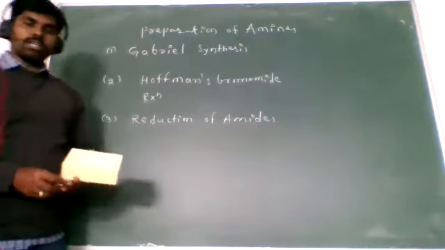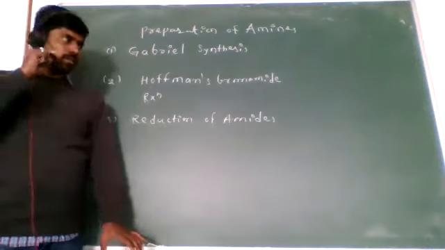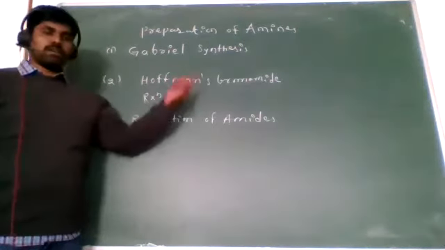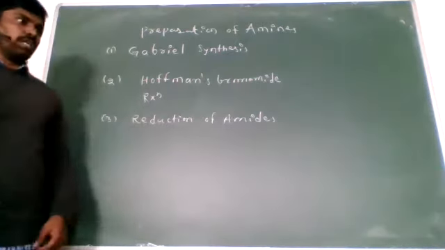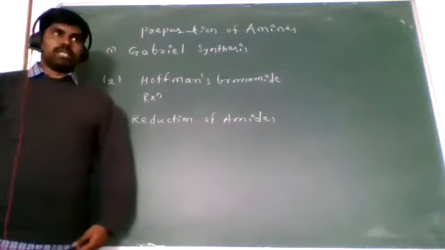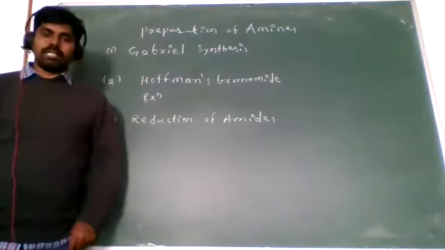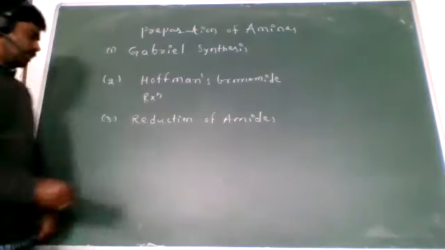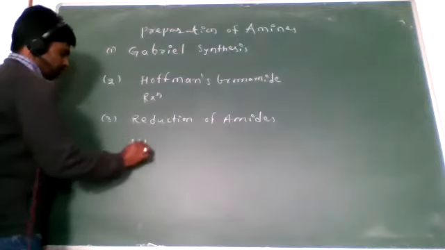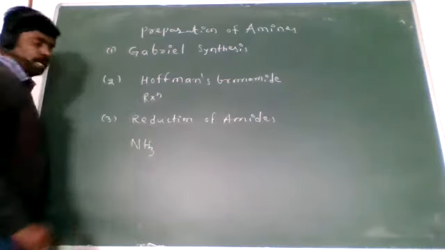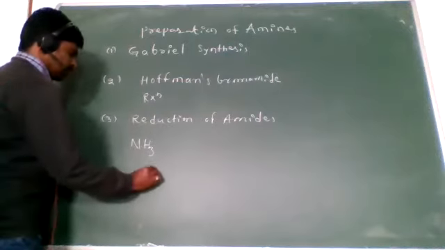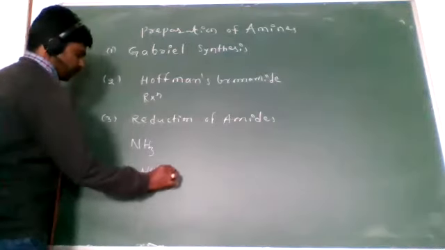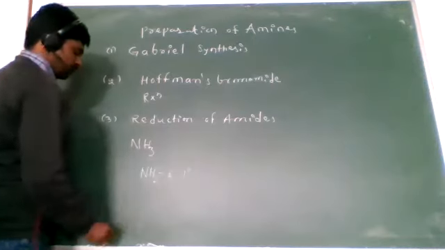So amines are derivatives of ammonia. We already discussed that one. From ammonia, we get the primary amine, secondary amine, and tertiary amine. Look at here, in ammonia, there are three hydrogens. In place of the three hydrogens, if one hydrogen is substituted by one alkyl group, that is the primary amine.